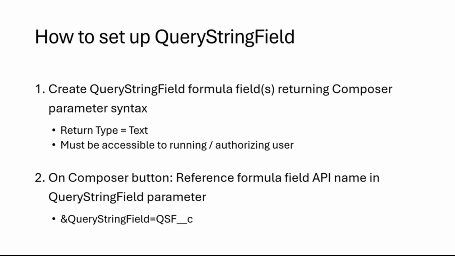Setup is pretty simple. Step 1 would be to create the formula field on your object with return type of text. Inside the formula, you'll write out your Salesforce formula, which will return composer parameters. And you can also use Salesforce formula logic, like if statements, case statements, or others. You'll just want to make sure that the field is accessible to the user running Composer. Then, in your Composer button or URL, reference the field with the API name for the query string field parameter.